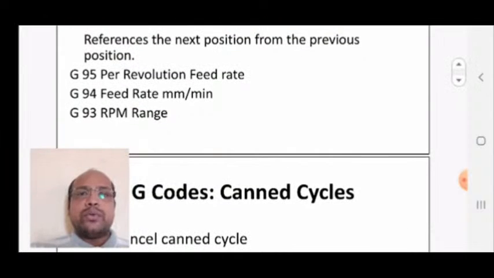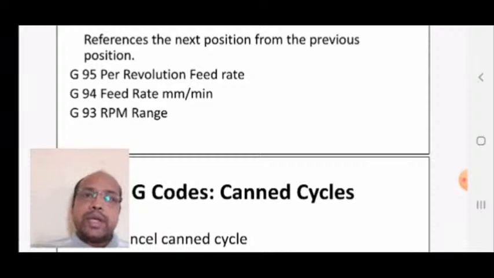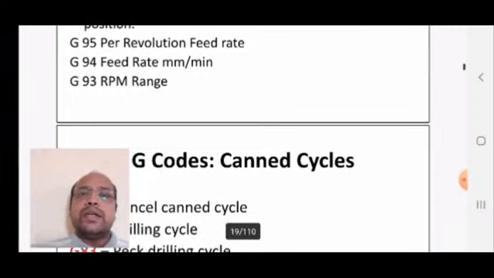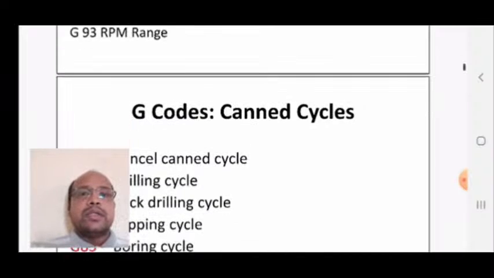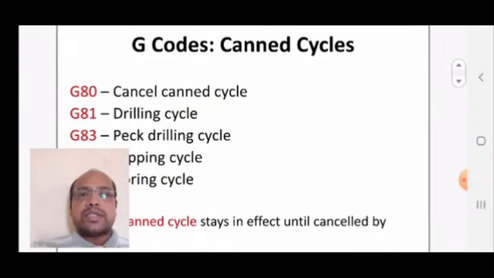Similarly, G95 is per revolution feed rate, G94 is feed rate in mm per minute. Mm per minute is a unit of feed rate, and with G93 we define the range of RPM. This canned cycle we will learn.